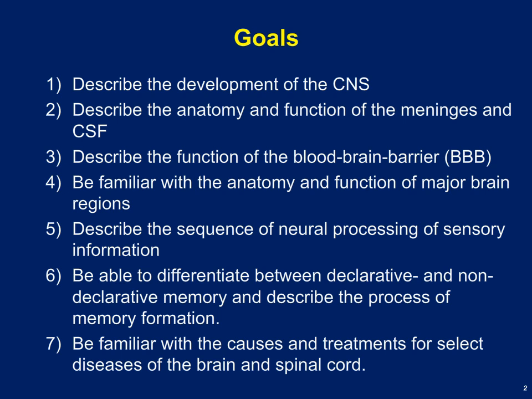You should also be able to describe the sequence of neural processing of sensory information as it comes into the brain from sensory neurons and is processed by various regions of the cerebral cortex. You should also be able to differentiate between declarative and non-declarative memory and also describe the process of memory formation. And finally, you should be familiar with the causes and treatments for select diseases of the brain and spinal cord. And these are listed at the end of the lecture. We're not going to go through all of these diseases, but there is discussion of each one in your textbook.